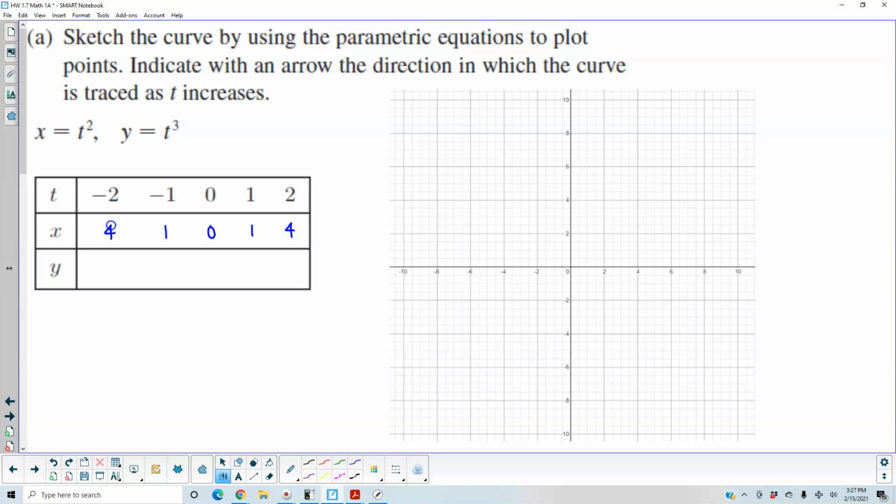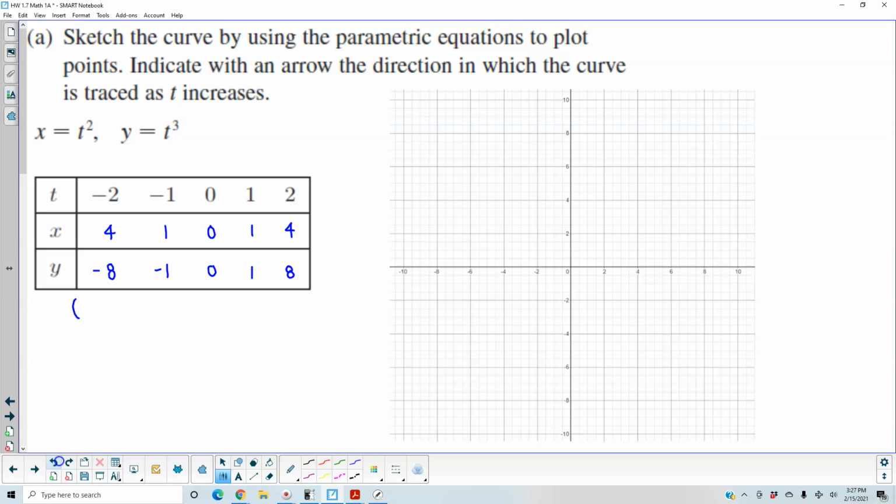If we plug in -2 and then cube it, it's going to give us -8. If we plug in -1 and cube it, it's going to give us -1. If we plug in 0 and cube it, we get 0. If we plug in +1 and cube it, we get 1. And plug in 2 and cube it, and we get +8.